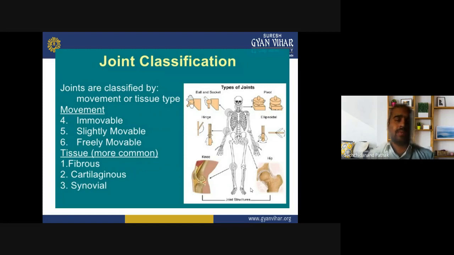And other joints in the body are slightly movable, those that can move but are not much flexible. And some are freely movable, like your arm, which is a freely movable synovial joint. So that is the movement. Now if you are going to classify the joints according to tissue, then you can classify them as fibrous tissue, cartilaginous tissue, and synovial tissue.